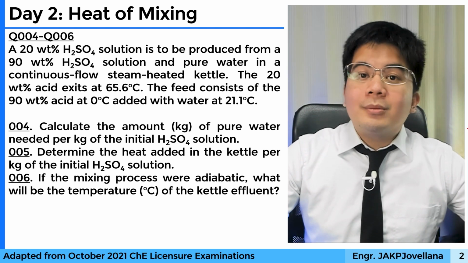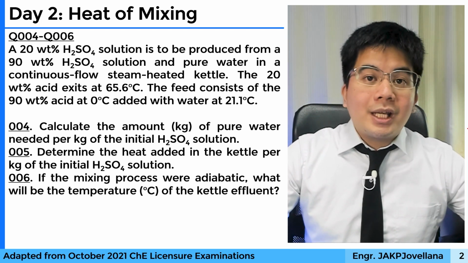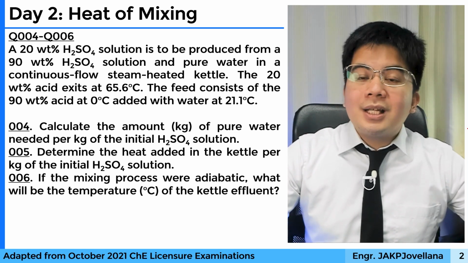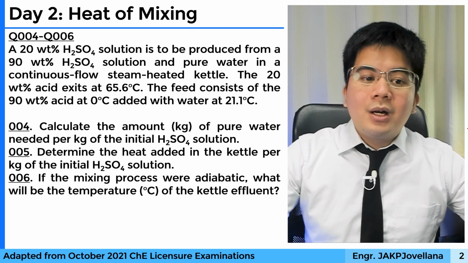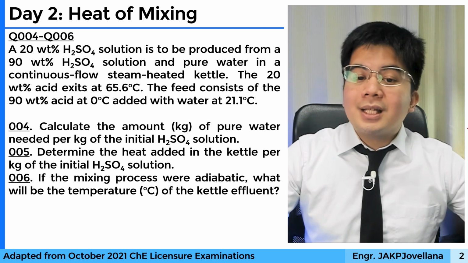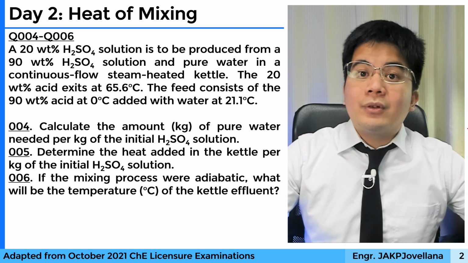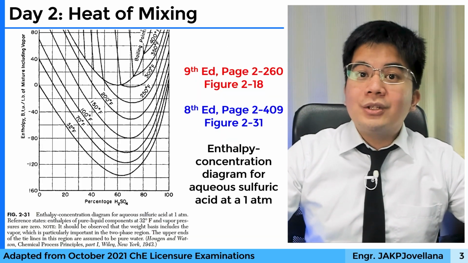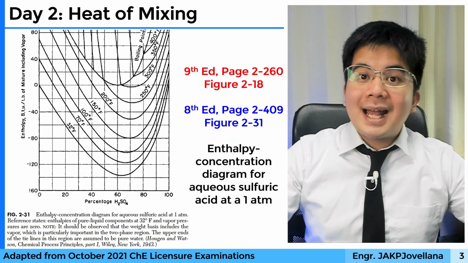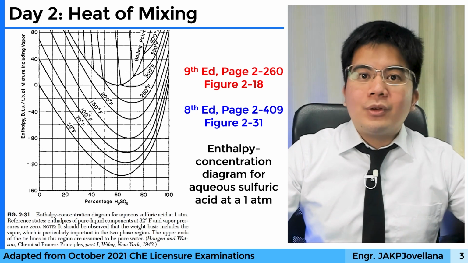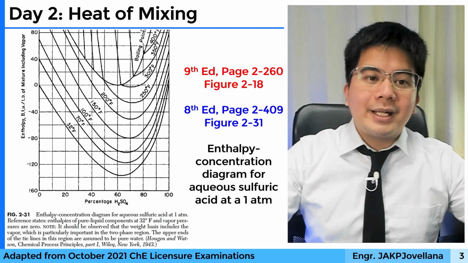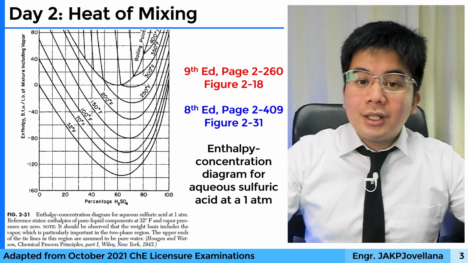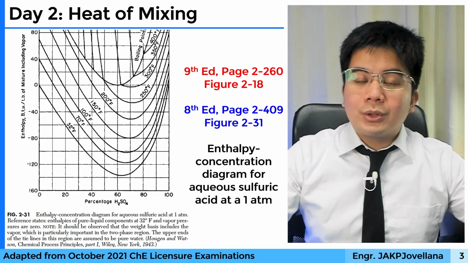Number 5, determine the heat added in the kettle per kilogram of the initial sulfuric acid solution. Number 6, if the mixing process were adiabatic, what will be the temperature in degrees Celsius of the kettle effluent? As preparation, we need to first look for the enthalpy concentration diagram for sulfuric acid at 1 atm. If you are using the 9th edition of the Perry's Chemical Engineering Handbook, it is figure 2-18, while for the 8th edition, it can be found as figure 2-31.